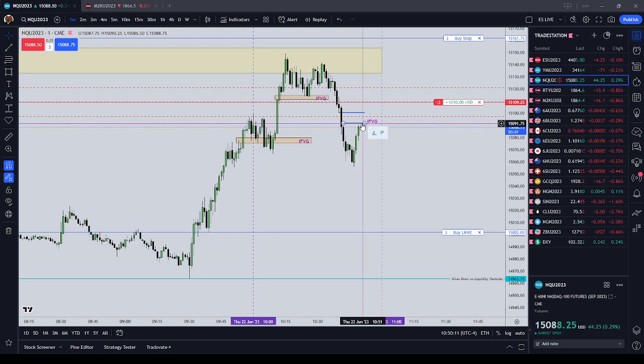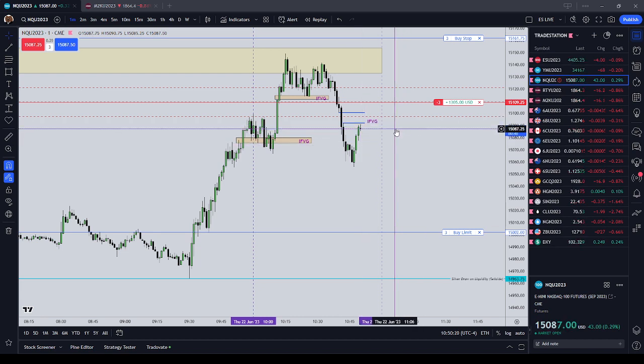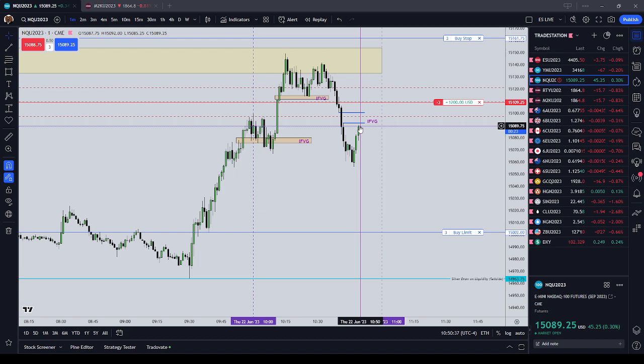Okay, so we're coming back up to this inverted fair value gap on the NASDAQ, and I want to see if price is going to respect this. So we're trading up to the low. Okay, we're at the low of this fair value gap. I want to see if it inverts. Current high is going to come in at 92 evens. Okay, we're trading now into it. Current high is at 93 evens. So we're trading into this inverted fair value gap.